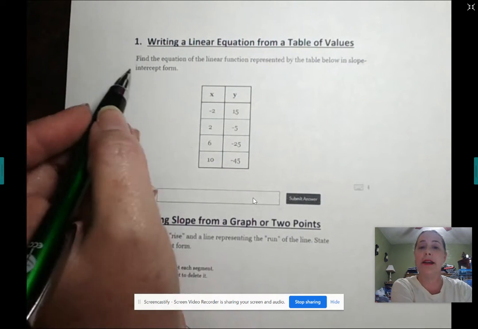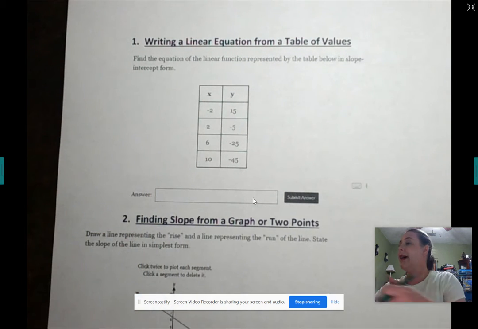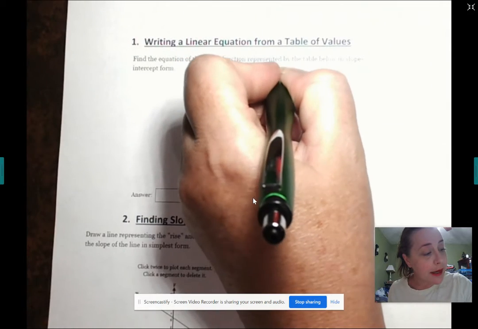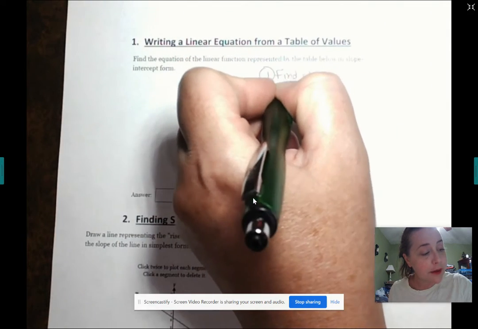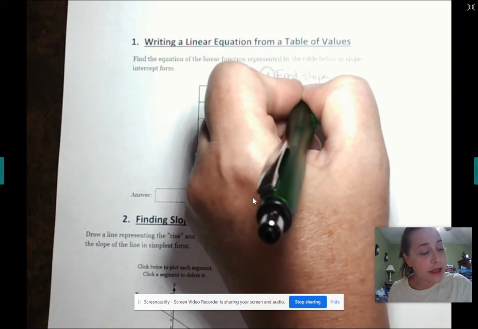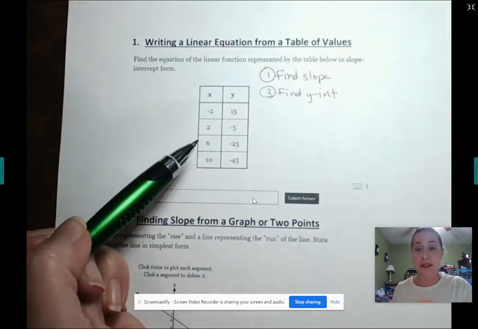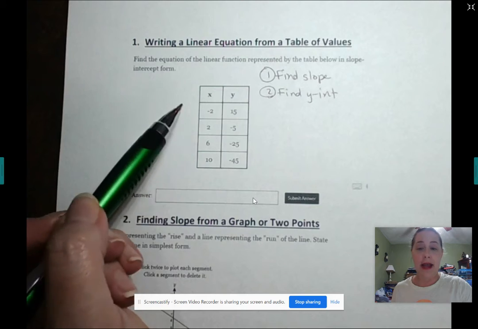You may be asked to write a linear equation from a table of values. So you have some x's and you have some y's. It's asking for slope-intercept form, so you need to find the slope, and you also need to find the y-intercept. Sometimes the y-intercept is very clear in a table. It would be a point that starts with a 0. This does not have one of those.